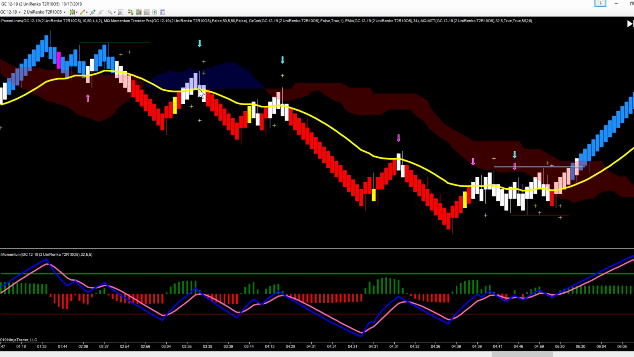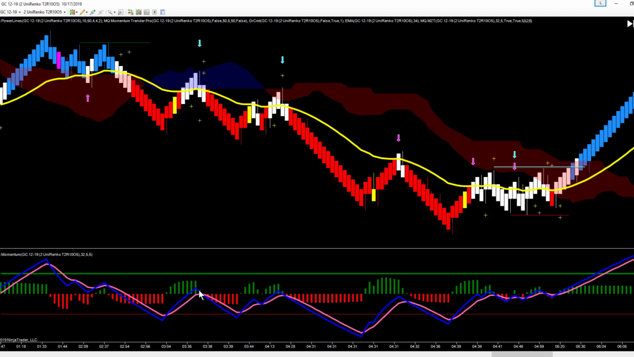We got our pullback, our wick out of the cloud, which is one of our favorite continuation setups. We had a nice momentum reset. You can see that MQ momentum, the slow line, which is the pink line, had come back to the zero line. The zero line on MQ momentum is the line that the histograms move above and below. When we make what we call a slow line zero touch, our MQ MZT indicator paints this cyan arrow, giving us the confirmation that we have a slow line zero touch.